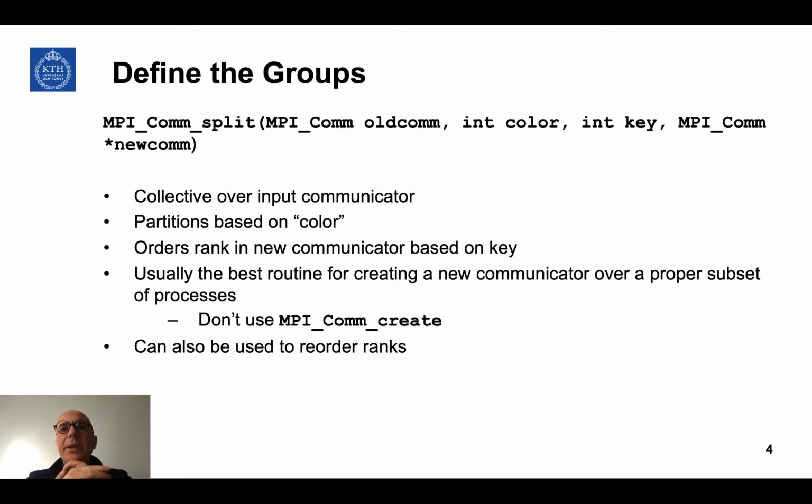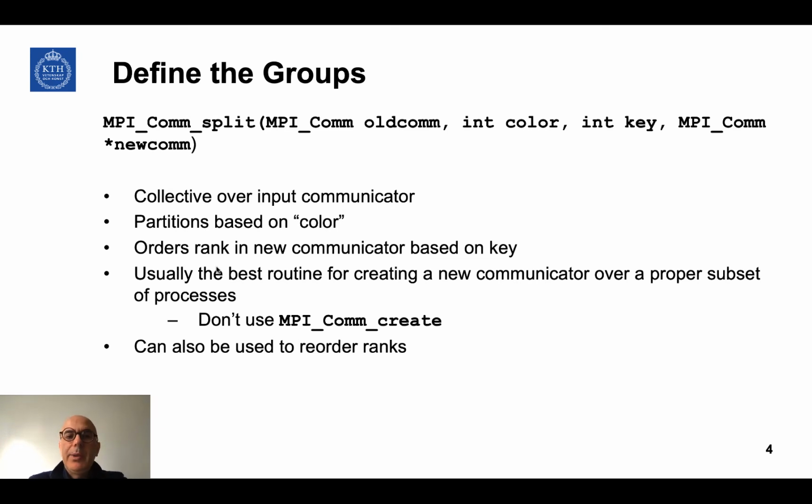Under the collective operations, there are also some collective operations related to the creation of groups and communicators. In particular, something that we are going to use and is quite useful is to split the original communicator into other communicators, providing groups. The way to do that is to use MPI_Comm_split. This is a collective operation over an input communicator. In this case, we have old comm, that is our input communicator. The partitioning into groups is based on colors. The ranks in the new communicator are based on key.